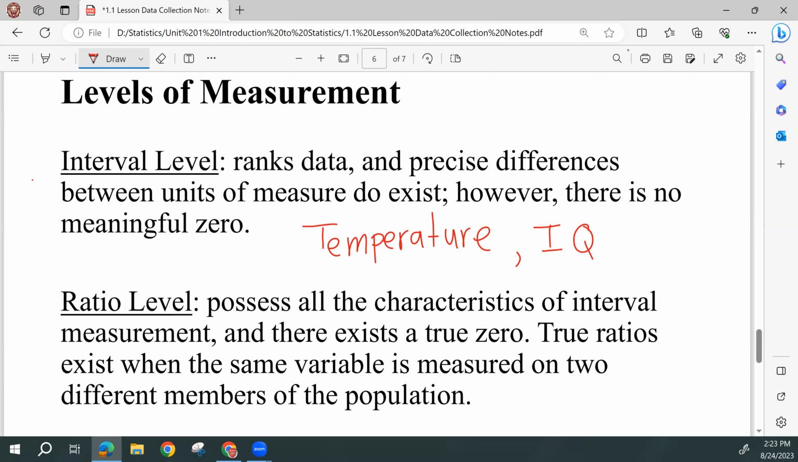The thing here that is important is this no meaningful zero. Okay, we can say it's 0 degrees, but that does not mean there's not any temperature, or that there's not any heat at all. 0 is not an absence of warmth. It's cold. We don't measure IQ at a 0 and say somebody has 0 intelligence.